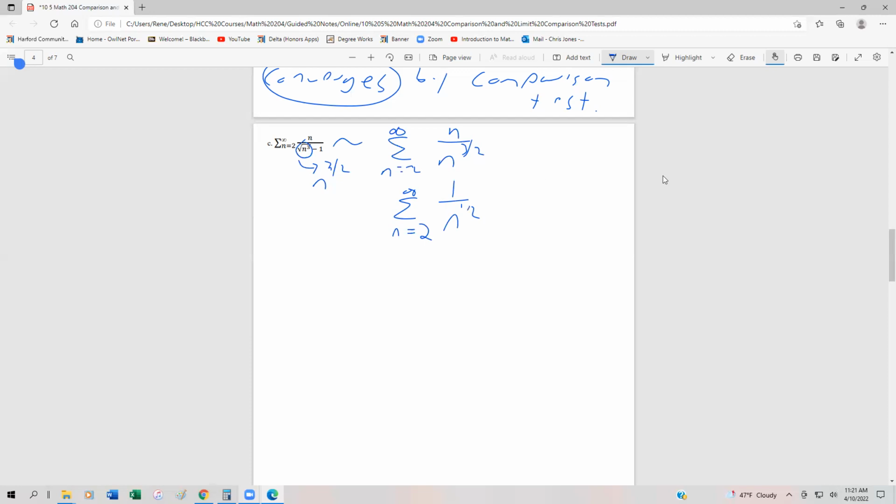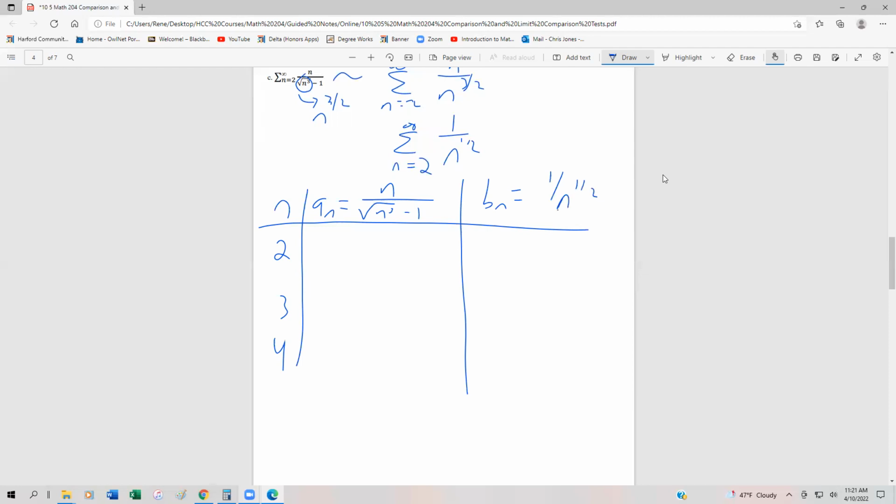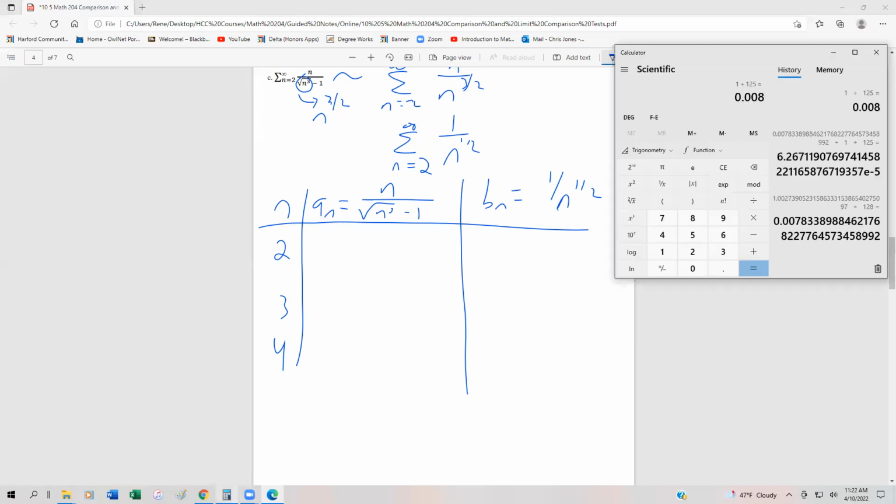But at this point, what we'd like to do is compare the terms of the series. Just like we did before, we're going to have a small table of values here. We have n, and now we start at 2, so let's maybe do the first 3. We have our a sub n, which is n over the square root of n cubed minus 1, and then we have b sub n, which is 1 over square root of n, or n to the 1/2.